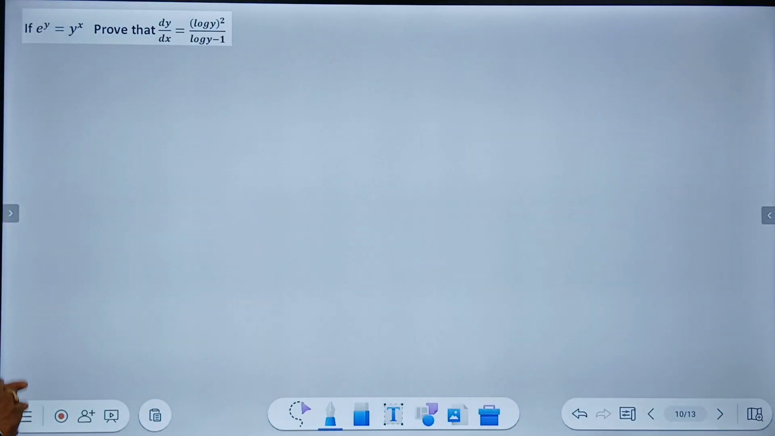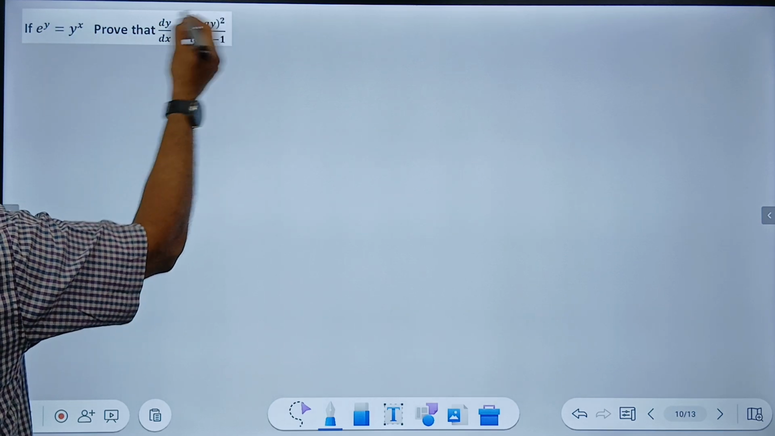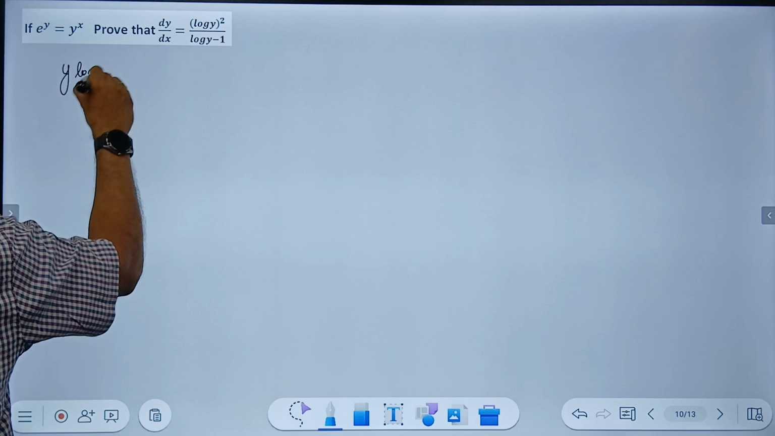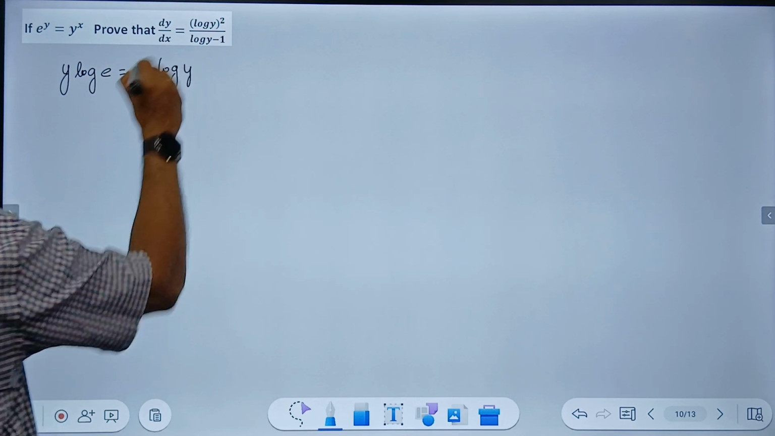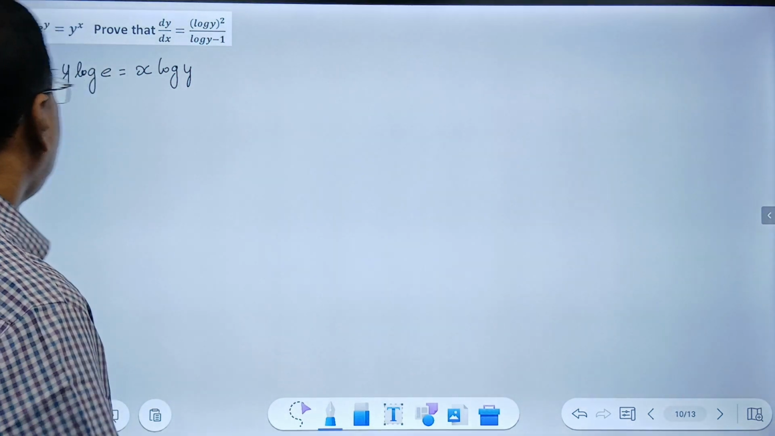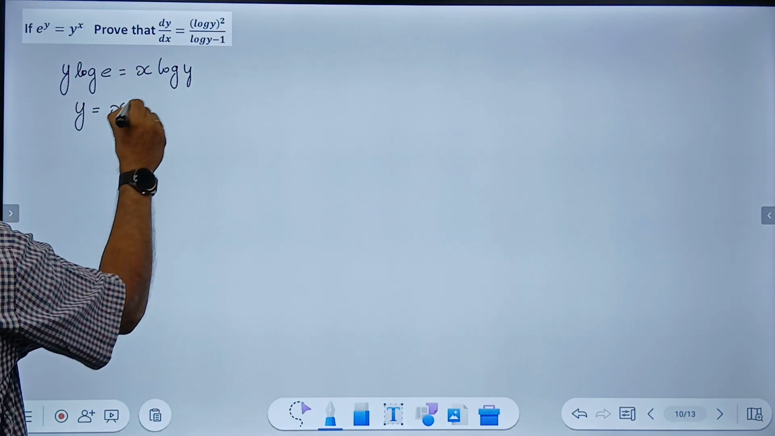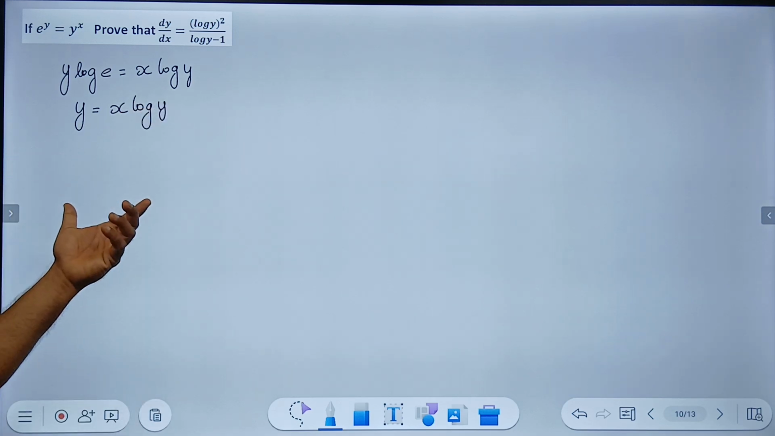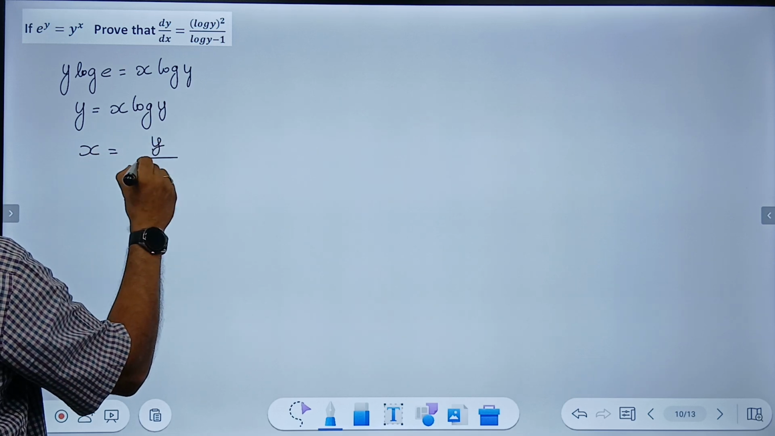Next one, very easy to prove. Okay, variable raised to the power of variable. We have done similar questions today. So take log on both sides, you get y log e equal to x log y. Okay, now what do you do? Log e is 1, right? So you get y equal to x log y. Then if you observe carefully, you can write x in terms of y. How? y by log y.